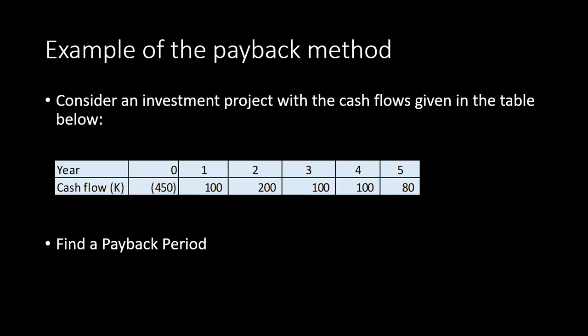So now let's look at this example. Just do a screenshot so that you don't forget this part. We'll work on this, then we'll go to your exam paper, check on that question, then you work it out. Then we go to another component again. Example of the payback method. Consider an investment project with the cash flows given in the table below.